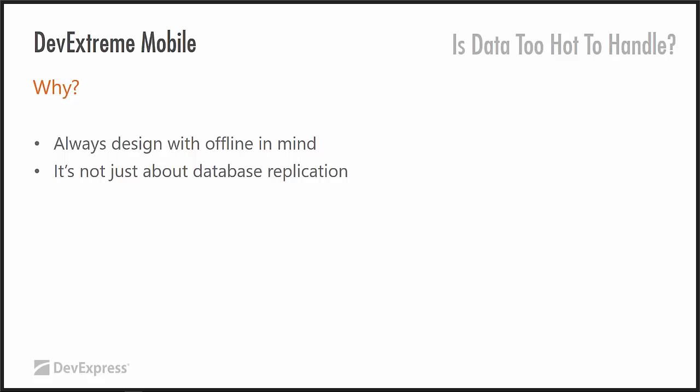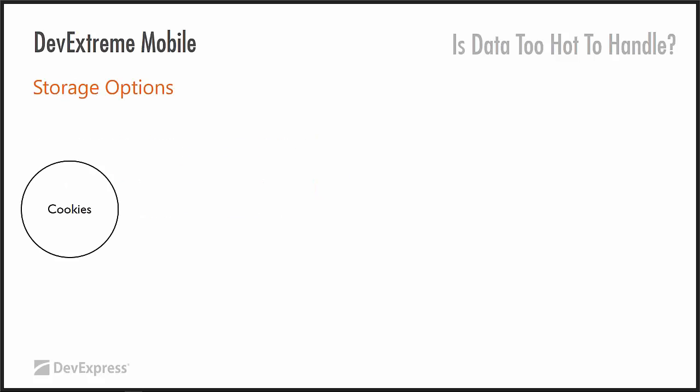All the examples we use today, you can debug straight in your web browser, which will make it a fair bit easier. So what storage options are available inside DevExtreme Mobile or PhoneGap? If we think about browsers in general, we've got the fact that we can use cookies. Now, cookies have been around probably since Julian was a boy.